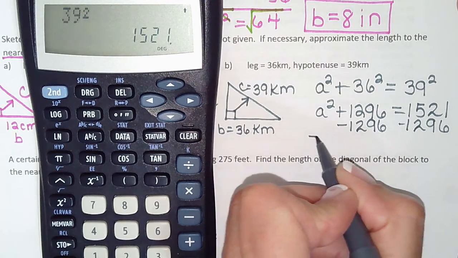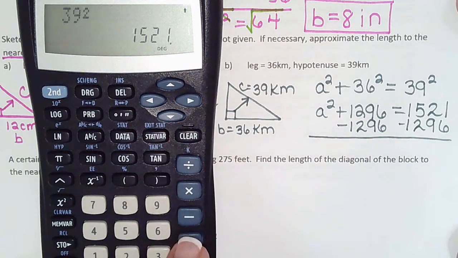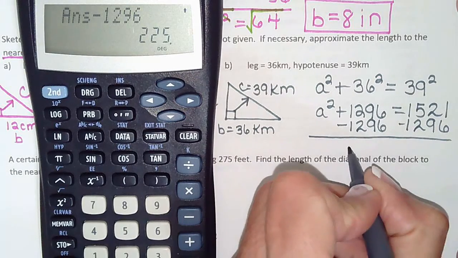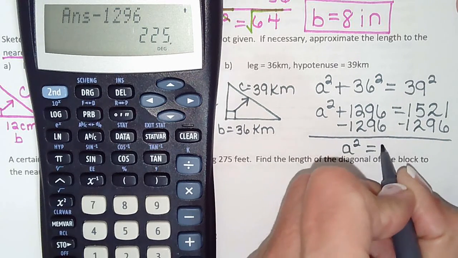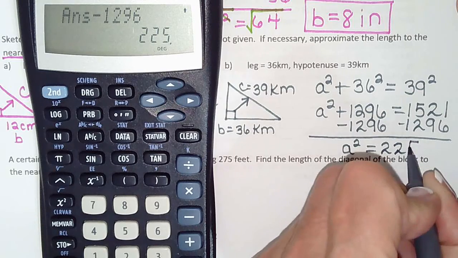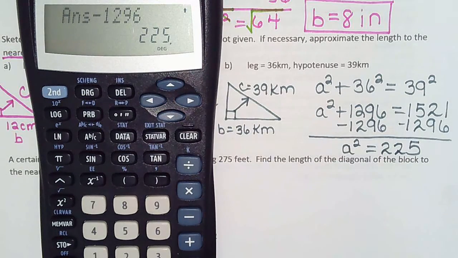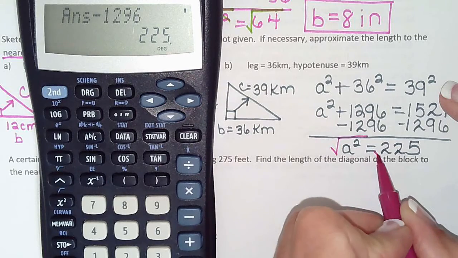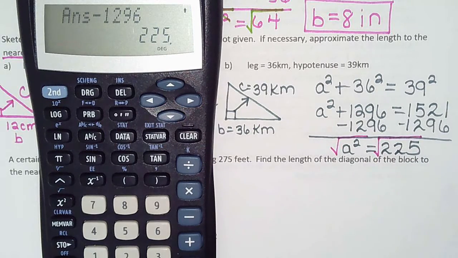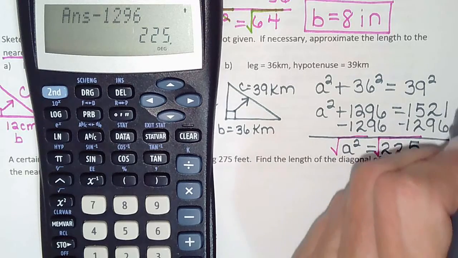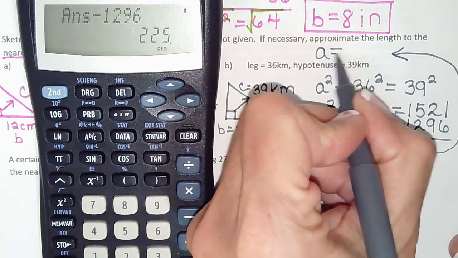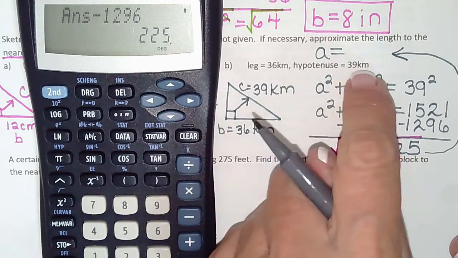Since my calculator is right here, I'm going to go ahead and do that. Minus 1296, and it's 225. So that's one we've talked about today. A couple times we've seen it. So you guys remember the square root of 225? 15. So A equals 15 kilometers.